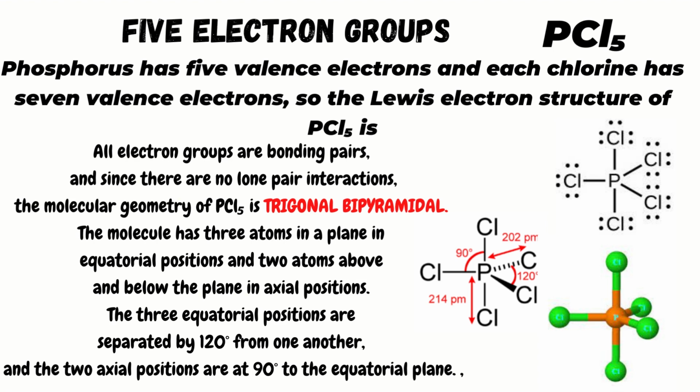If there are 5 electron groups, for example in PCl5, phosphorus has 5 valence electrons and each chlorine has 7 valence electrons. So the Lewis electron structure of PCl5 is shown below. All electron groups are bonding pairs, and since there are no lone pair interactions, the molecular geometry of PCl5 is trigonal bipyramidal. The molecule has 3 atoms in a plane in equatorial positions and 2 atoms above and below the plane in axial positions. The 3 equatorial positions are separated by 120 degrees from one another, and the 2 axial positions are at 90 degrees to the equatorial plane.